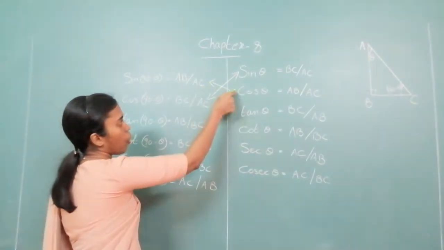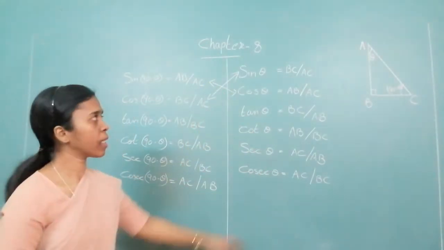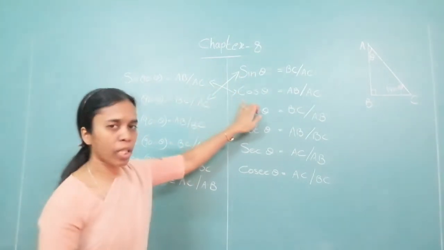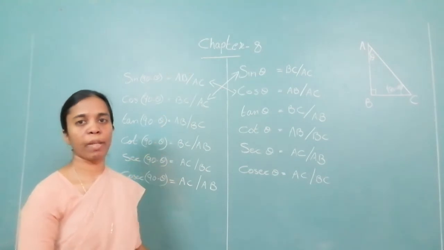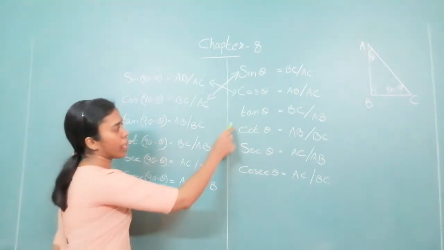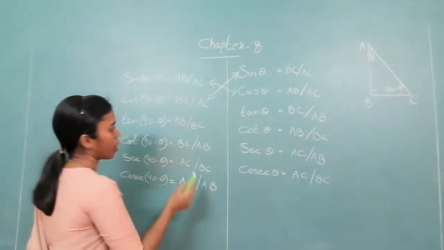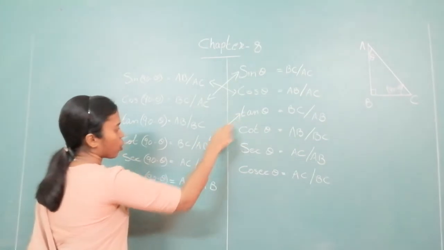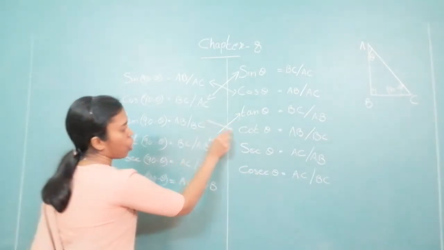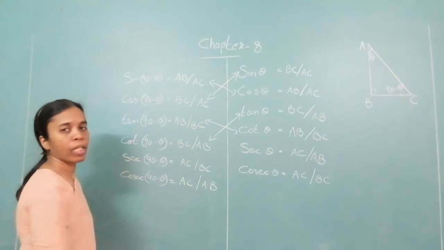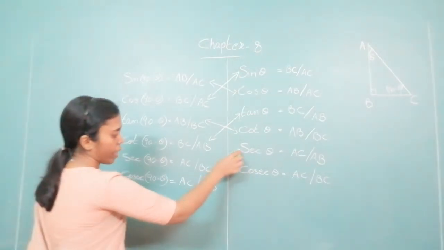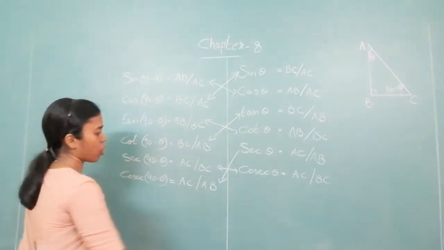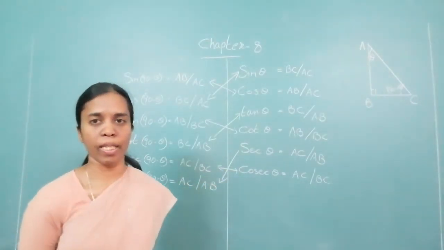So these are complementary ratios. That is, sine theta is equal to cos 90 minus theta. Cos theta is equal to sine 90 minus theta. Similarly, tan theta is BC upon AB. Where is BC upon AB? In cot. So tan theta is equal to cot 90 minus theta. Cot theta is equal to tan 90 minus theta. Sec theta is equal to cosec 90 minus theta. Cosec theta is equal to sec 90 minus theta.